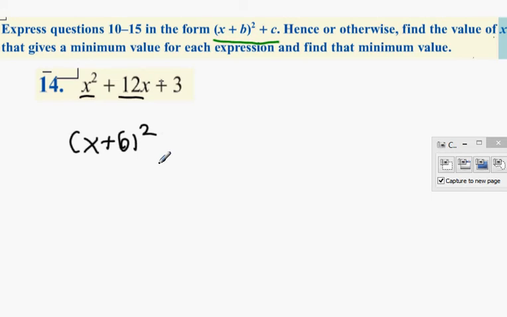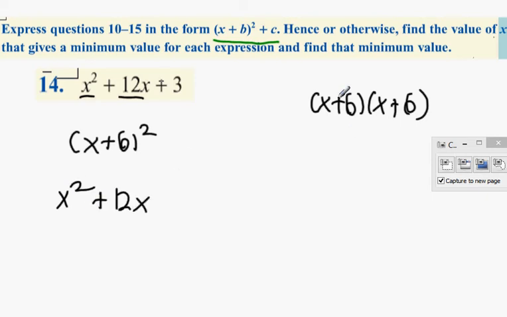What have you actually done? If I was to multiply (x + 6)² out, what I should get is the following. I'll get x² when I multiply it back out. I'd get my 12x back, wouldn't I? 6x and 6x, yeah? And I'll have 36. Now the problem here is, my equation isn't x² + 12x + 36. It's x² + 12x + 3.